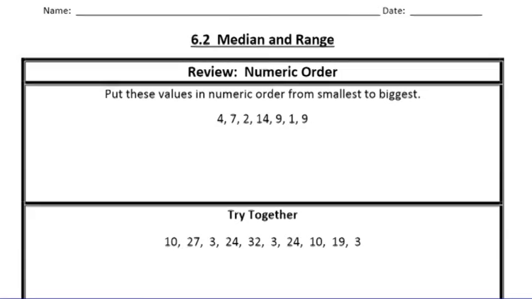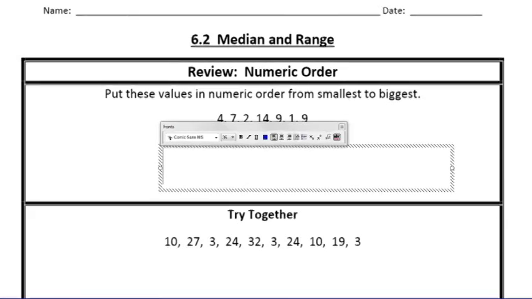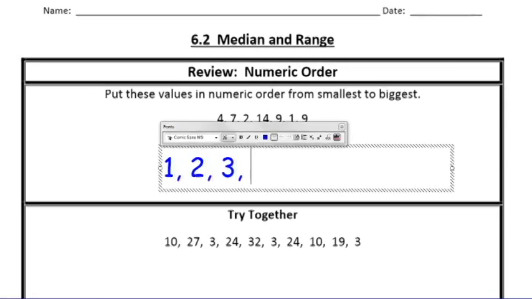So go ahead, try to put this in numeric order. Take a moment, pause the video, put it in numeric order. This set: 4, 7, 2, 14, 9, 1, 9. If you did it correctly, you should have ended up getting 1, 2, 4, 7, 9, 9, 14.